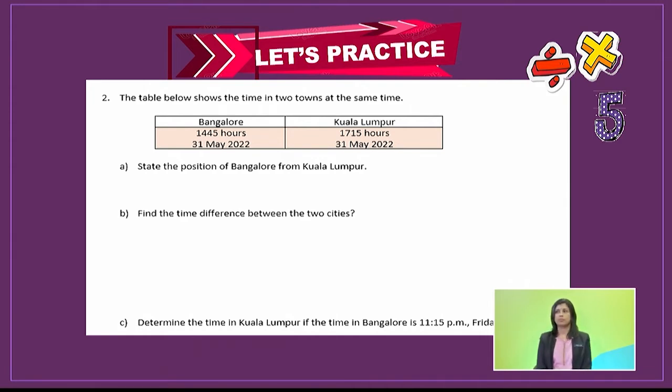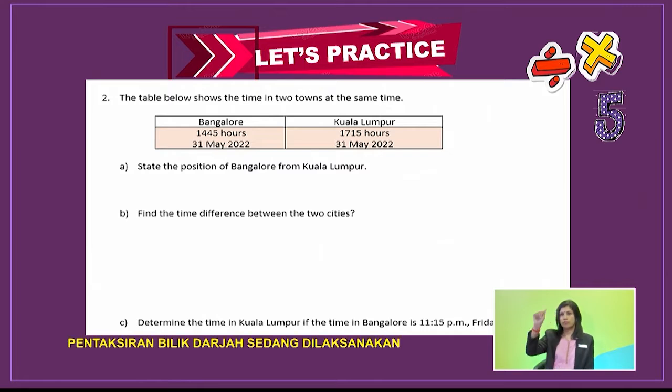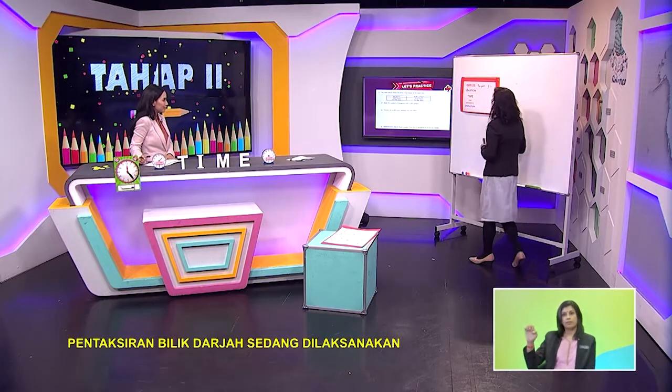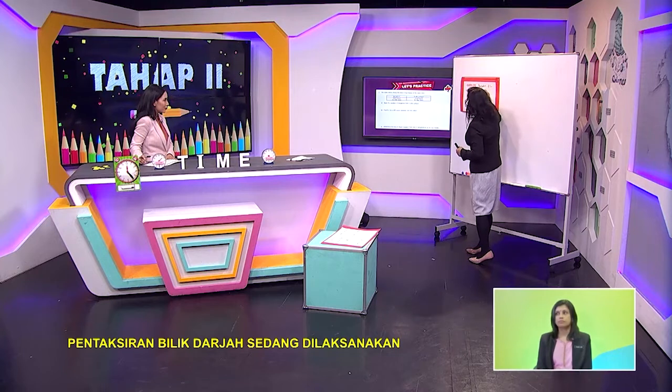So the first question is, state the position of Bangalore from Kuala Lumpur. Bangalore from Kuala Lumpur is on the east side. Yes. Okay. So Bangalore is on the east, and of course, KL is on the west.